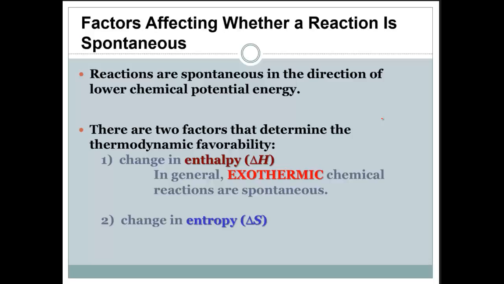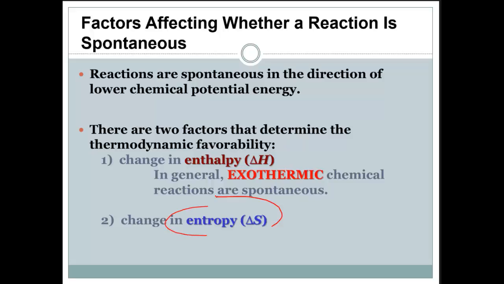Reactions are spontaneous in the direction of lower chemical potential energy. There are 2 factors that determine the thermodynamic favorability. One is enthalpy. In general, exothermic chemical reactions are spontaneous, but we'll be discussing this more in future tutorials. And then the other factor is entropy, what we've been discussing this entire time.